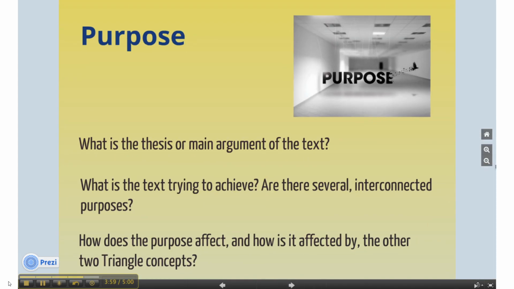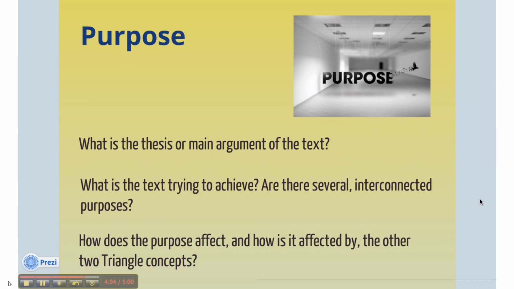And that brings us to the final corner of the triangle, which is purpose. First of all, identify the thesis, if you can. If there's no direct thesis, at least sum up what you think the main argument of the text is. That's an important place to start. And then think about what the text is trying to achieve. Is the text trying to scare you into doing something? Is the text trying to inform you on an issue you may not know about and then getting you to take action on that issue?